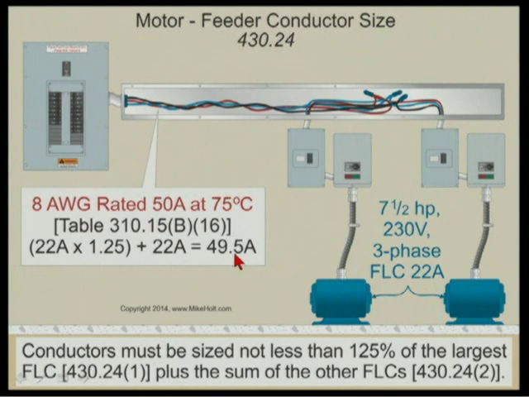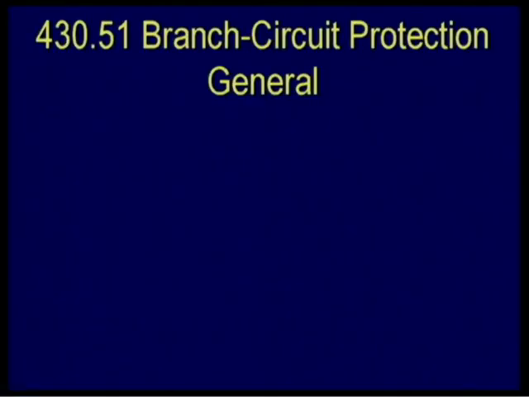We're going to go through that mental routine: we're going to use 75 degrees C terminals because the breakers are rated 75 degrees C. Going to table 310.15(B)(16), I need a wire rated 49.5 amps. 8 gauge wire is rated 50 amperes at 75 degrees C. Pretty straightforward, not complicated. Don't go to the nameplate rating. All right, let's move on now to the protection of a branch circuit.